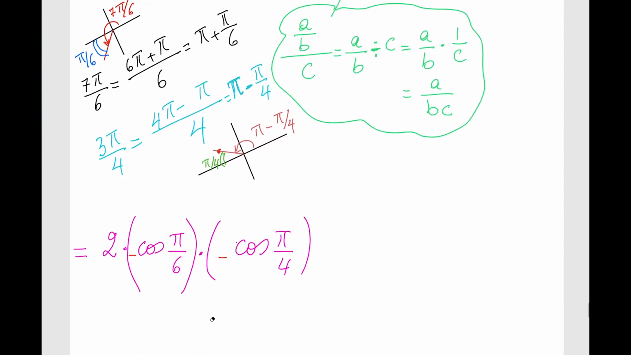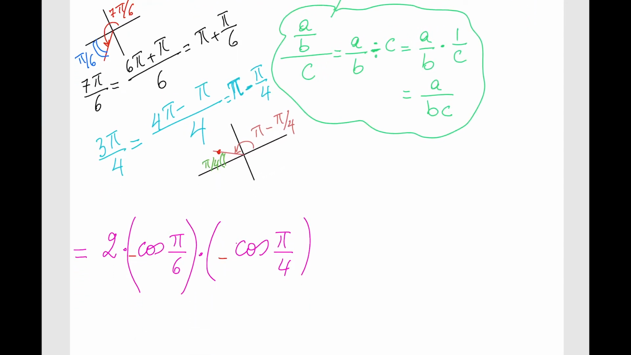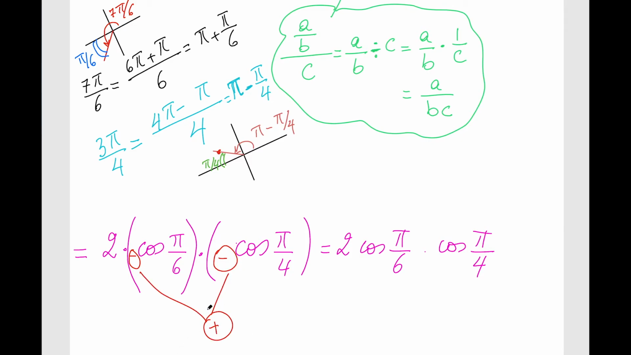Okay. All right. And this is what again? So 2 times negative cosine pi over 6 times negative cosine pi over 4. The negative times the negative is going to be plus. So that's going to be 2 times cosine of pi over 6 times cosine of pi over 4. Correct? So what happens here is that these two turn into a plus. Agree with this? All right.